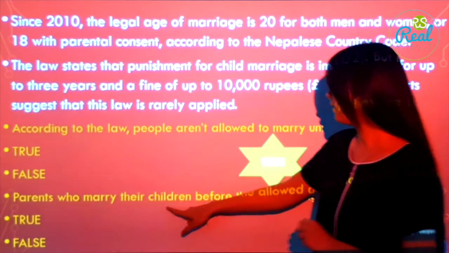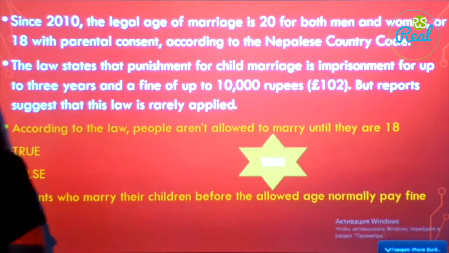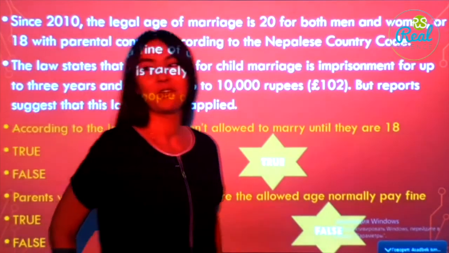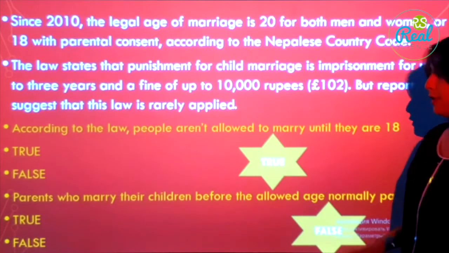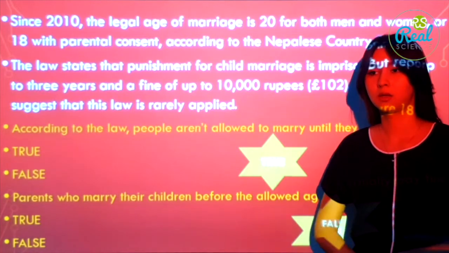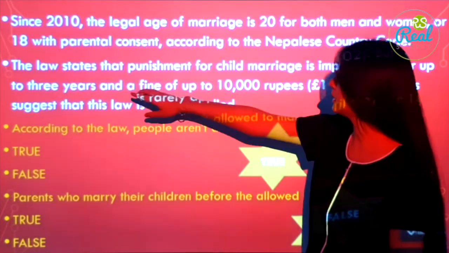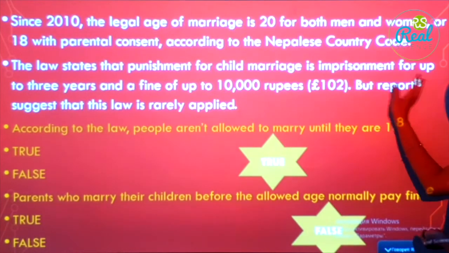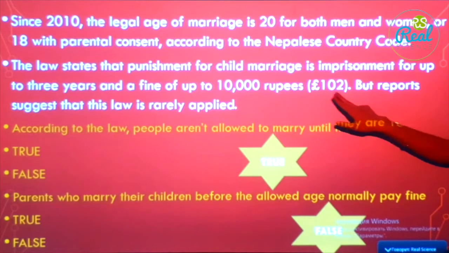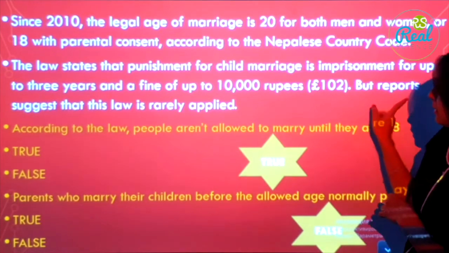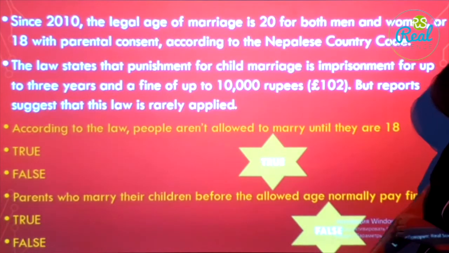Next one: parents who marry their children before the allowed age normally pay a fine. False. Yes, you're right, Asadbek. Where can you find the proof? The last sentence. The law states the punishment for child marriage is imprisonment for up to 3 years and a fine of up to 10,000 rupees, so 102 pounds. But reports suggest that this law is rarely applied. So it is false.